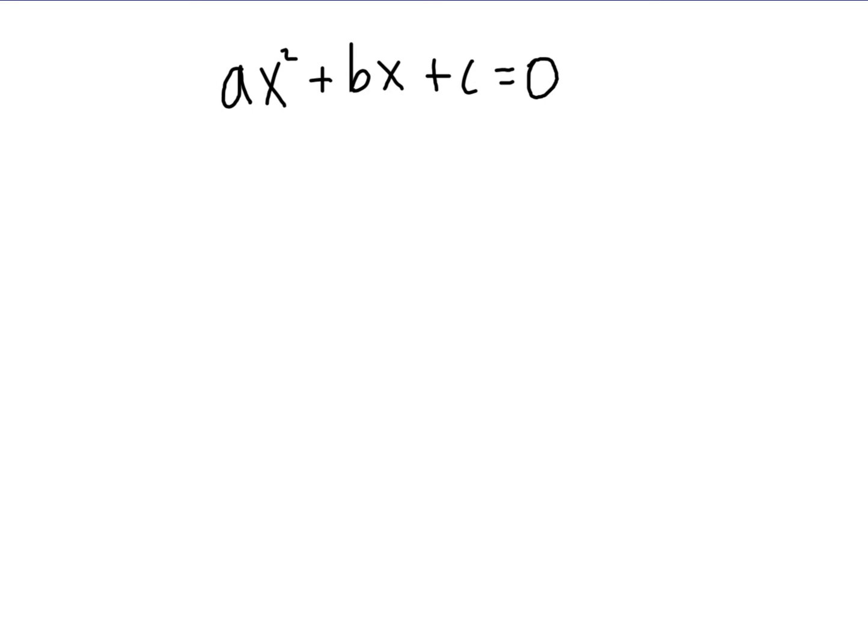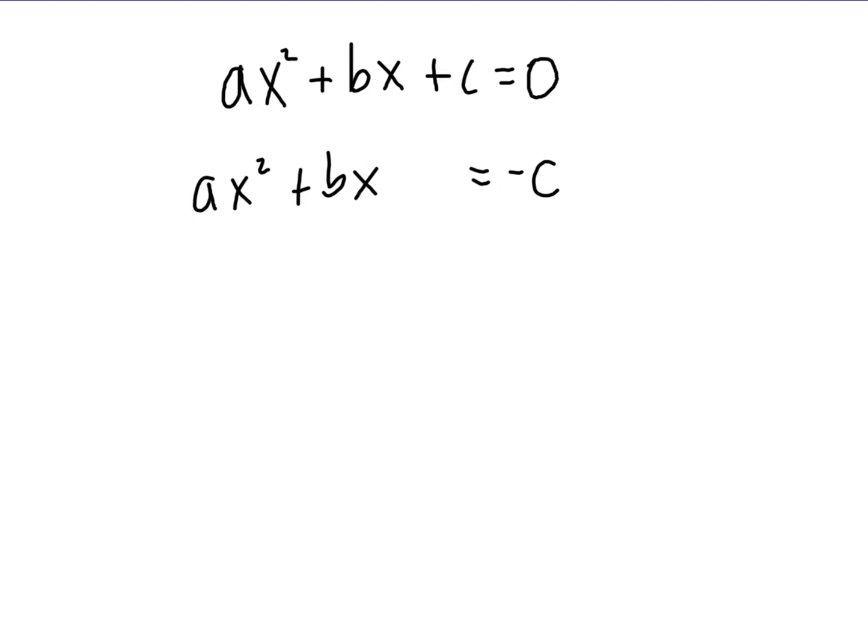Well, what we want to look at here is how are we going to derive the quadratic formula. So let's do it. Eventually we're going to complete the square here. So I'm first going to move this constant to the other side by subtracting it from both sides. So that gives me ax squared plus bx equals the opposite of c, or negative c.